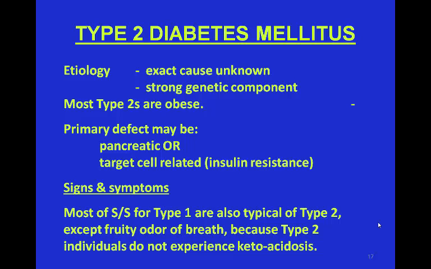90% of people with type 2 diabetes are obese, with only 10% being of normal weight or thin. The primary defect in type 2 diabetes can either be in the pancreas itself, or it can be in target cells in the liver, the muscle, and the fat, and that's called insulin resistance. A lot of the time, both of the defects are there, the pancreatic and the target cell defects.